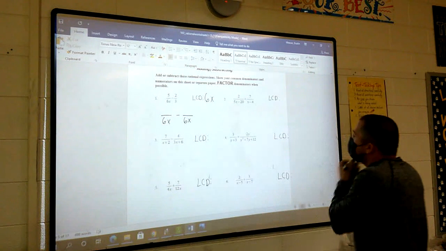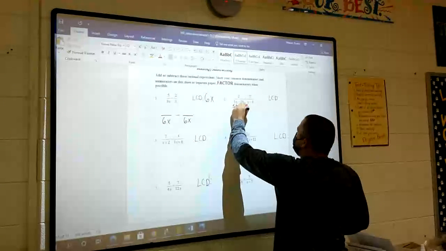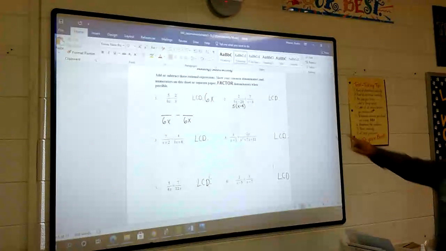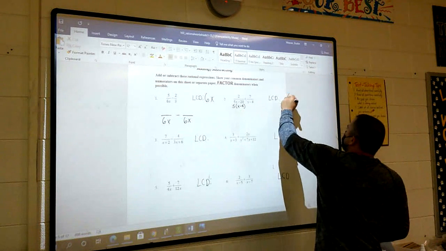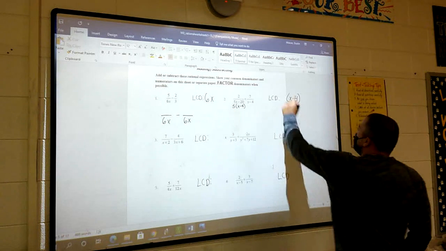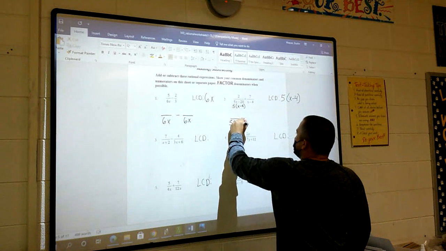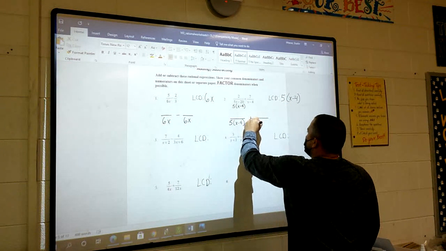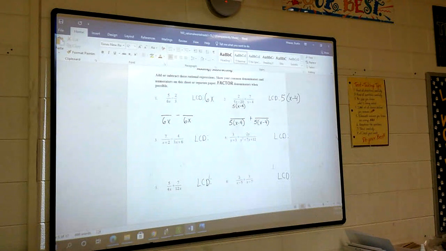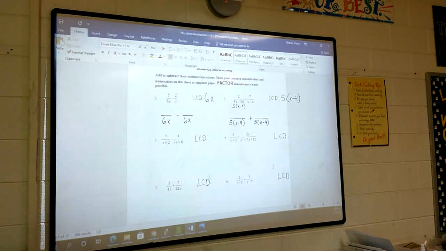In number 2, 5x minus 20 is actually 5 times x minus 4. So the least common denominator in number 2, they both have x minus 4. So that's in our least common denominator. But this one has a 5 also. So 5 times x minus 4 is our least common denominator. So the first fraction is good. It's got everything. The second fraction only has the x minus 4. So we'll need to end up multiplying it by 5, right, to get it to the least common denominator.